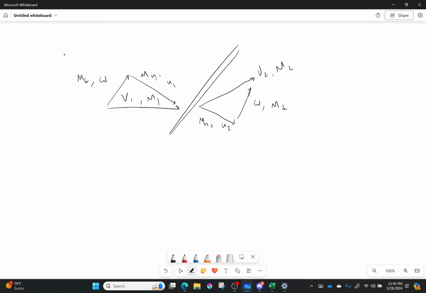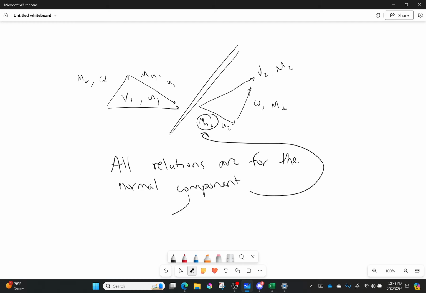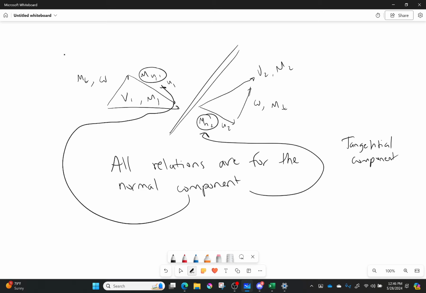Now, all of our relations are for the normal component. That's the only thing it works for. So I'm talking right here about Mn2 and Mn1, okay? That is what it cares about. That's what it deals with. You're like, what about the tangential component? It doesn't do anything. The tangential component does not affect the flow. So all the pressure rise, density change, temperature change is coming from the normal component of my flow.